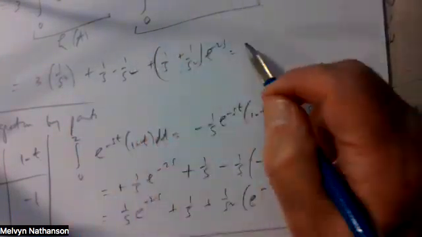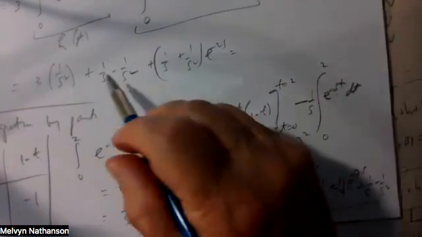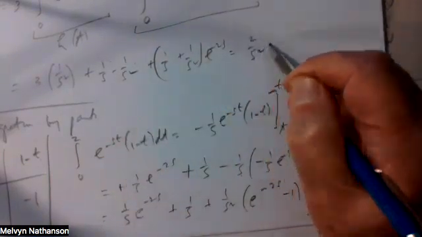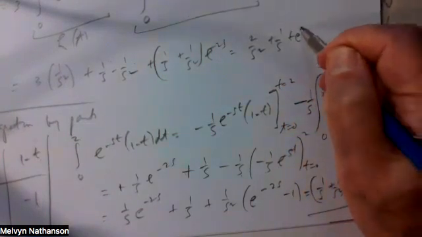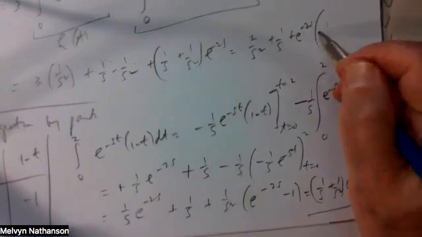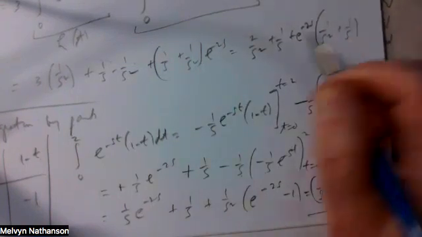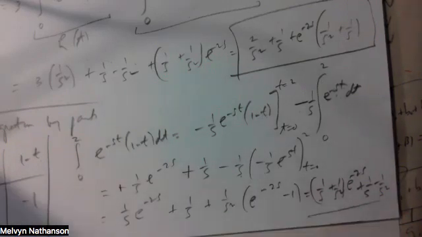3 minus 1 is 2. So this is 2 over s squared plus 1 over s plus e to the minus 2s times 1 over s squared plus 1 over s. And that is the Laplace transform of this function, which is piecewise continuous. Okay.